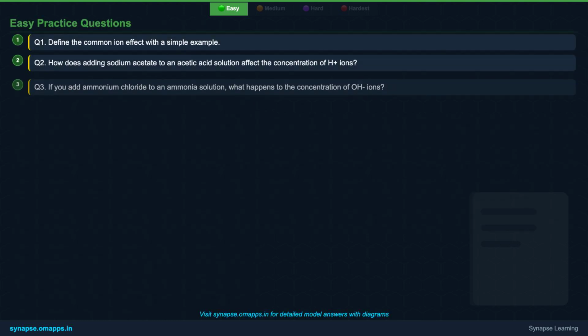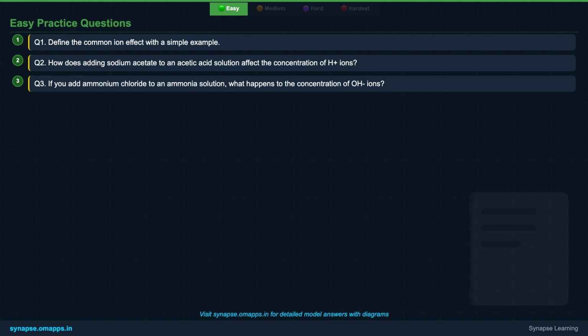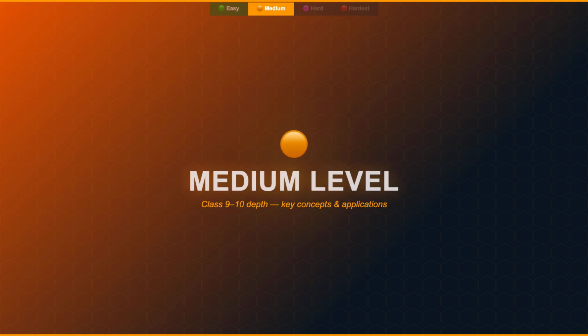Now that you understand the basics, here are 3 practice questions to test your grasp. Take a moment to think about them. How would adding a common ion impact a weak acid, a weak base, or a sparingly soluble salt? Good luck! Let's deepen our understanding of the common ion effect.